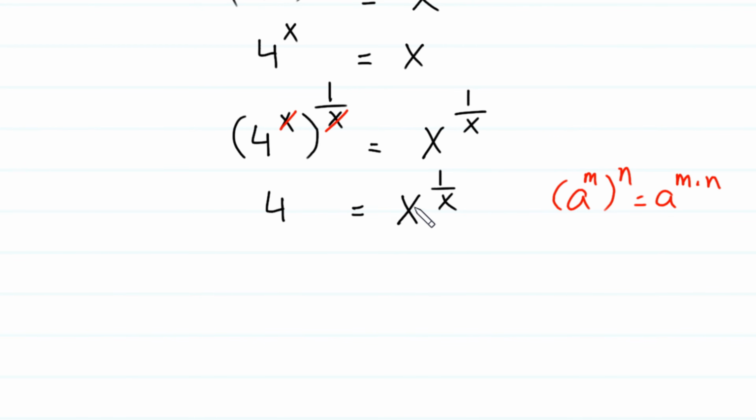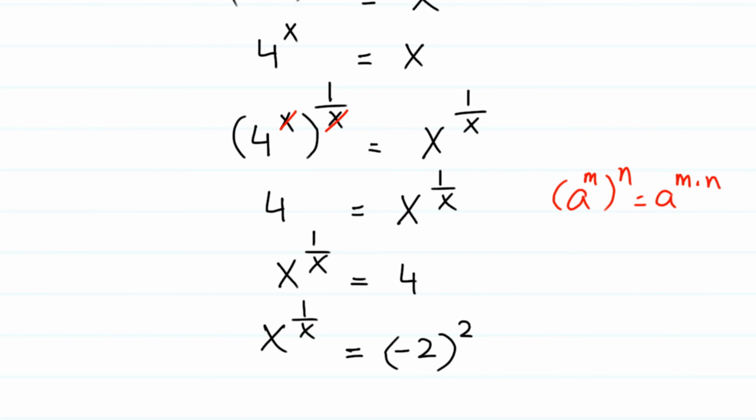Next, we move this x to the power 1 over x to the left side and this 4 to the right side. x to the power 1 over x is equal to 4. Next, x to the power 1 over x is equal to, this 4 can be written as minus 2 to the power 2.